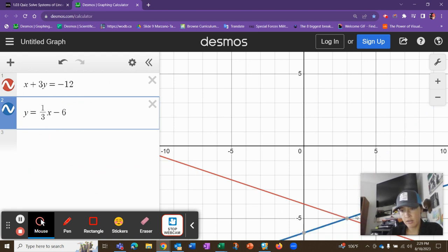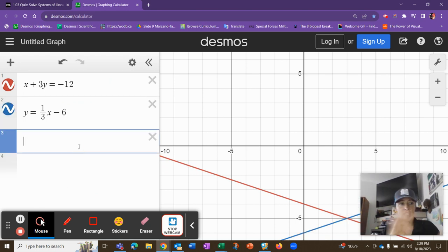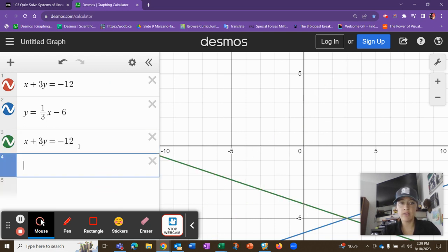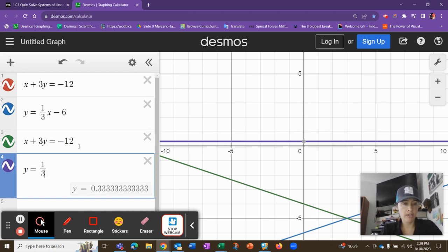Come click on this dot, 3, 3, -5, we're done. Took a little bit of technology. You could just have typed it, clicked back and forth and been like x plus 3y equals -12. You don't even have to put it into slope-intercept form. And you could have typed y equals 1/3 x.